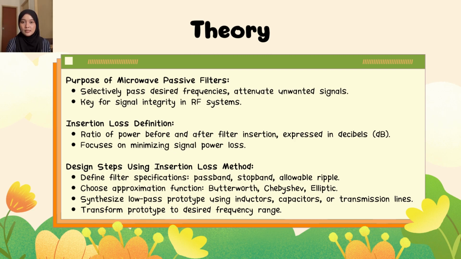The design process involves several steps. Define the filter specification, like passband, stopband, and allowable ripple. Next, choose an approximation function. Synthesize a low-pass prototype using inductors, capacitors, or transmission lines. Next, transform the prototype to the desired frequency range. The synthesized filter is then implemented using structures like microstrips or waveguides, ensuring minimal signal degradation and optimal performance.